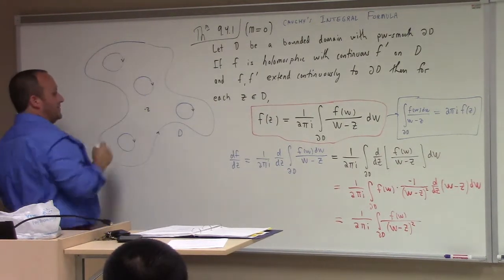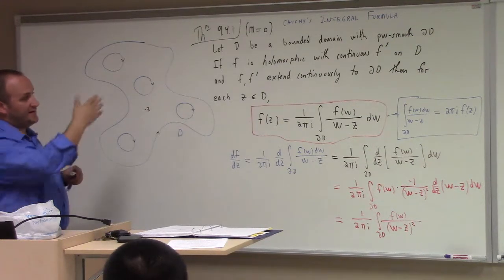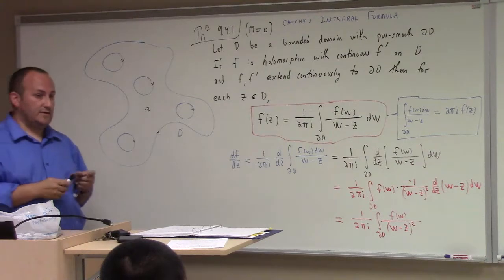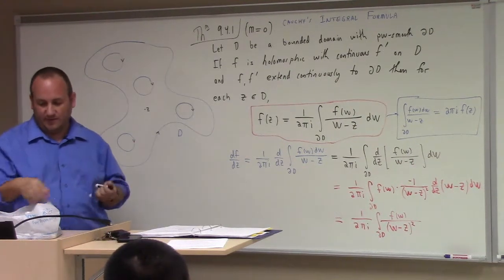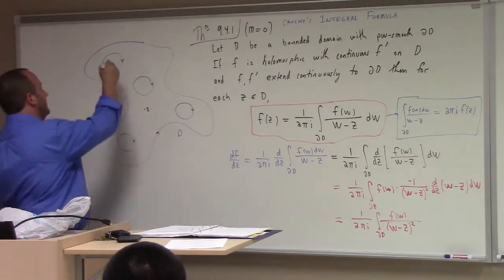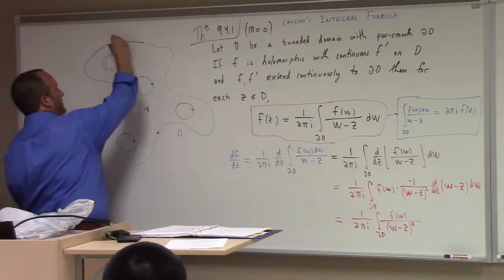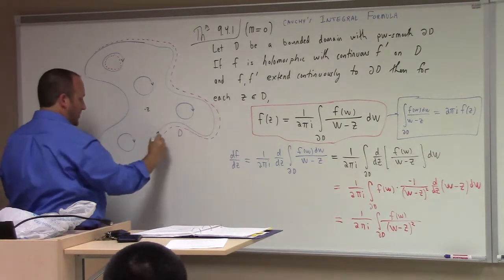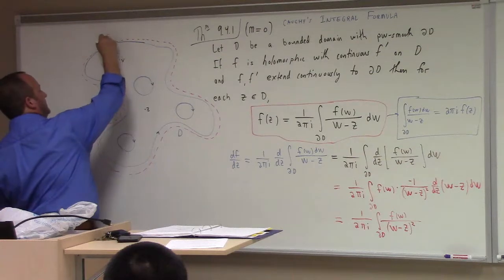These would be clockwise, each one, right? Now, I stated that f and f prime extend continuously to the boundary of D. What that means is that you could find a slightly larger open set, which I will illustrate in pink. You could expand out a little bit. There's some open set, let's call this thing D tilde.